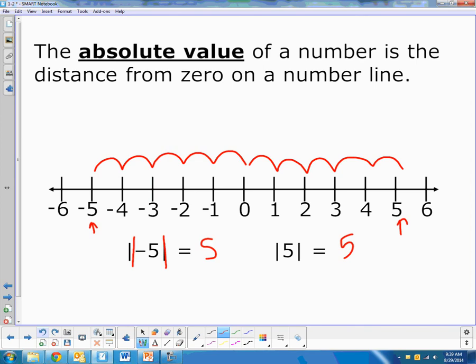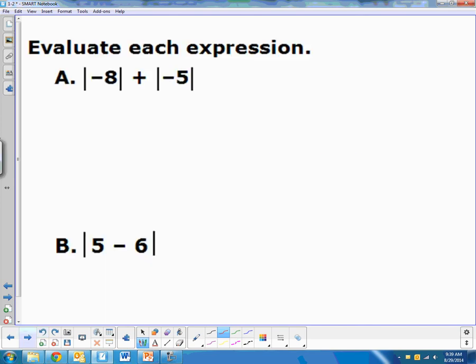Additive inverse, if you look back in your notes, the first page, additive inverse, that's where you're looking at the opposite. Be very careful of those two. They sound similar, but very different results. Okay, so take a second, pause the video, see if you can do these two on your own.